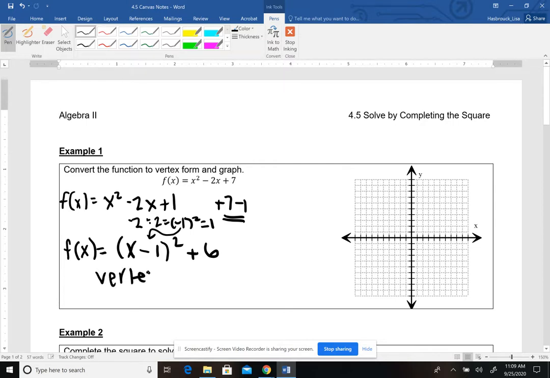Our vertex is at 1, 6, and our pattern is 1, 3, 5, 7. So I'm going to start at 1, 6, put a dot. For the pattern, I go over 1, up 3 on both sides of my vertex. Draw lines with arrows, and I'm done.